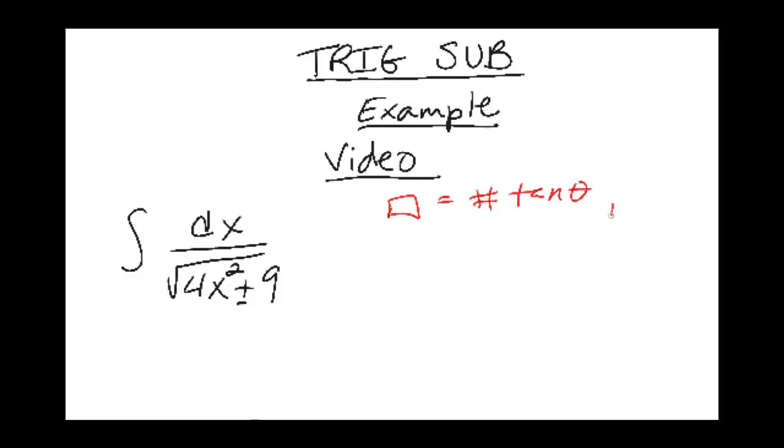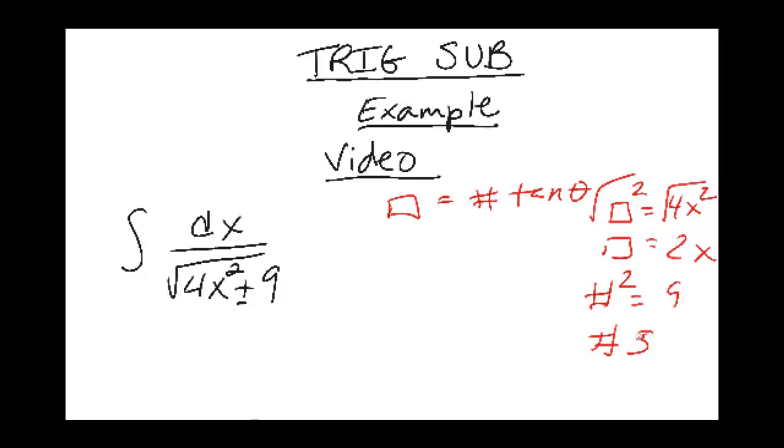So if you go off to the side, box squared equals 4x squared, square root both sides, and you get the box is 2x. And then the number squared is 9, so the number is 3. So we get, when we substitute, 2x equals 3 tan theta. So that means everywhere I see a 2x, I can plug in 3 tan theta.